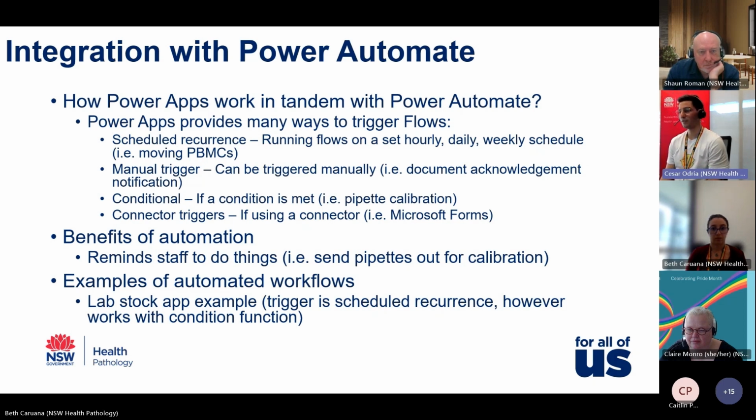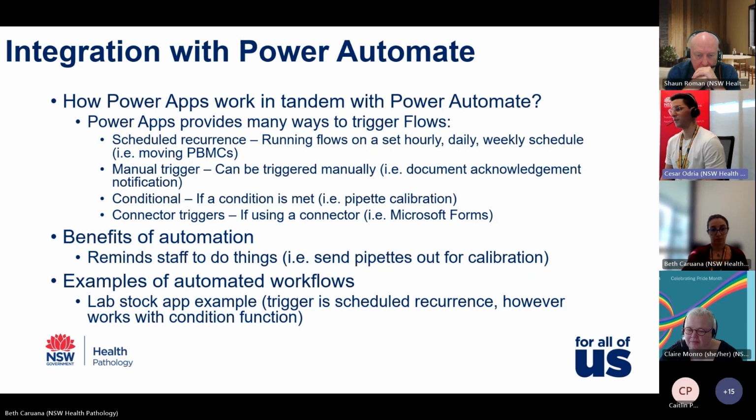Conditional, so if a condition is met, so pipette calibration, for example, there is a date of pipette calibration, and if that date exceeds the current date, it'll trigger that condition and that flow. And connector triggers, so if using a connector like Microsoft Forms or SharePoint, that's a way to trigger flow. So right now we have a Microsoft Form trigger where if someone completes a quiz, it'll update that Excel table of quiz results automatically with their updated score if it's higher than their current score.